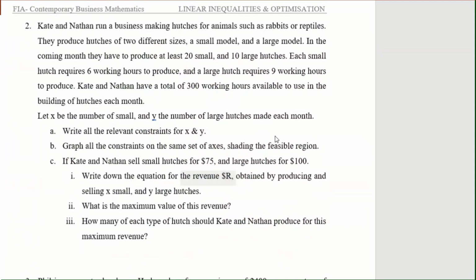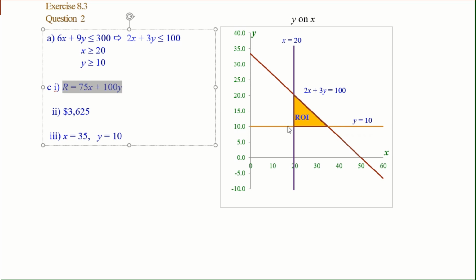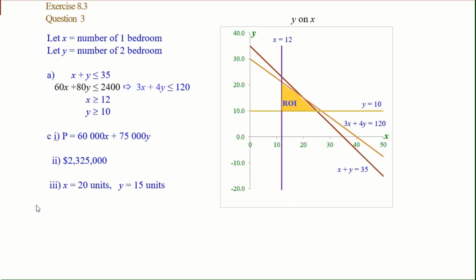You plug all your corner points. 1, 2, 3. Plug it into this revenue equation and see which one makes the highest profit. And you will see that 3510 makes the highest profit. If you cannot read it from your graph, substitute your equations and find it. That is accurate. Your graph may not be very accurate. All right. Question 3.